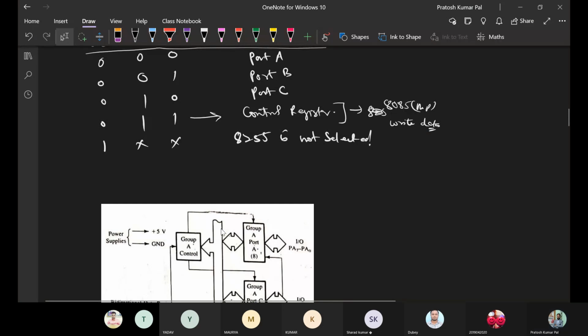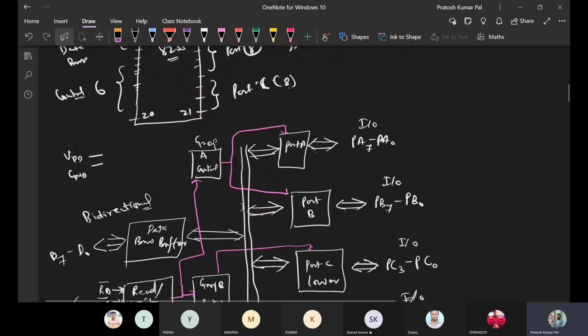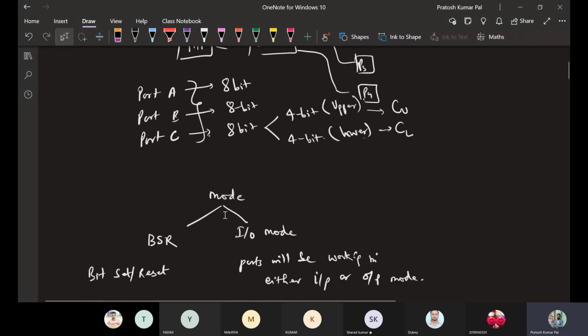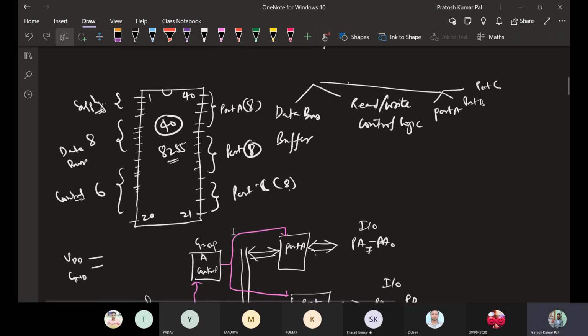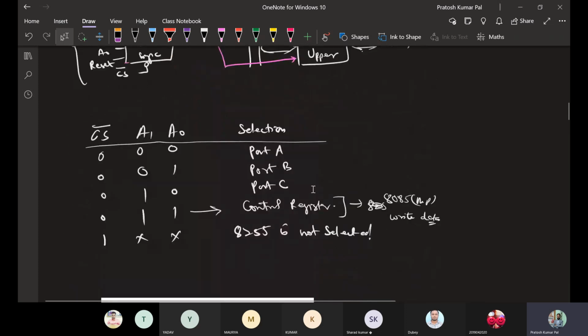So in the previous class, we have gone through the introduction to 8255, that is programmable peripheral interface. Here basically we were studying the pin diagram and in what particular modes this 8255 is going to operate. So we will see that. So this was the architecture and how we will be selecting the particular port. So in 8255 there are three different ports. Its names are port A, port B, and port C.